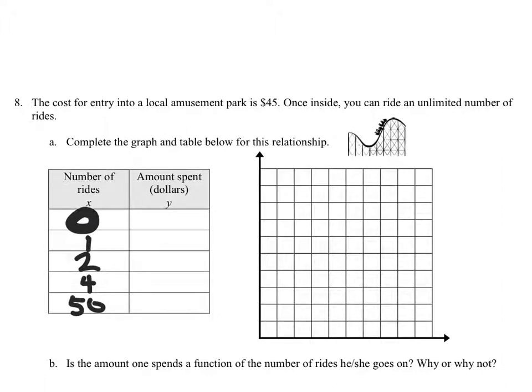But in any case, let's say you ride 0 rides, but you just go into the amusement park. How much would you pay? $45. If you ride 1 ride, how much would it cost? $45. 2? 4? 5? It's just going to be $45. You'll have only paid $45 no matter how many rides you go on.